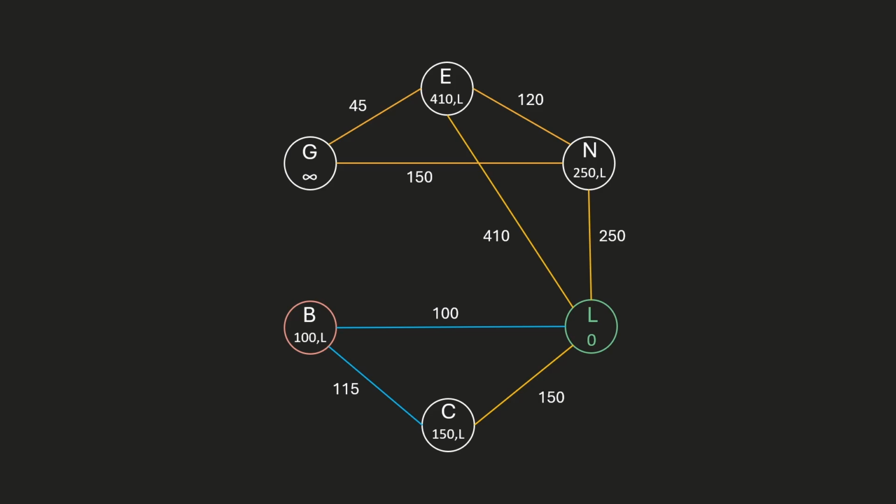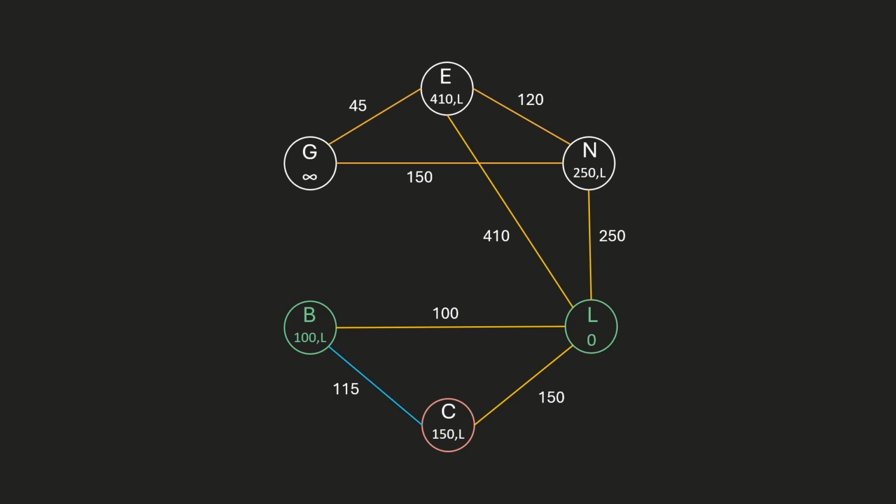And since we've explored all of Birmingham's adjacent nodes, we can mark Birmingham as fully visited and then move on to the next node with the lowest total cost. In this case, it's Cardiff. So Cardiff is the new current node, and it has two neighbours, Birmingham and London.